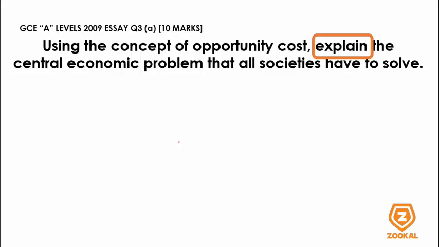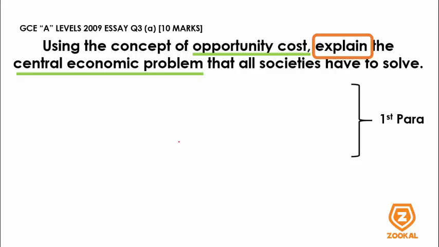After identifying the command word, the next step is to identify the keywords. In this question, there are 2 keywords, opportunity cost and central economic problem. So for all your essays, give a definition and a brief explanation of all the keywords that you have identified in your introduction. So for my first paragraph, I'm going to explain what the central economic problem is.